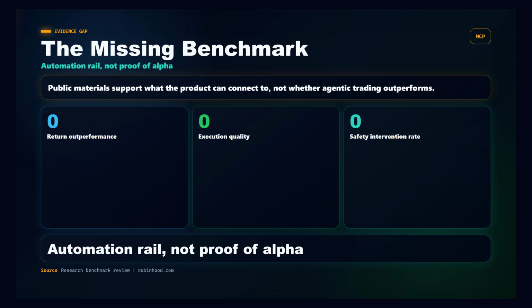Here is the evidence gap. Robinhood's public materials explain the connection model, the supported tools, and the risk controls. They do not provide first-party benchmark results showing that agentic trading beats a passive strategy, improves execution quality, reduces drawdown, or makes safer decisions than a human. That does not make the product useless. It means the product is an automation rail, not public proof of alpha. MCP solves connection, not judgment.